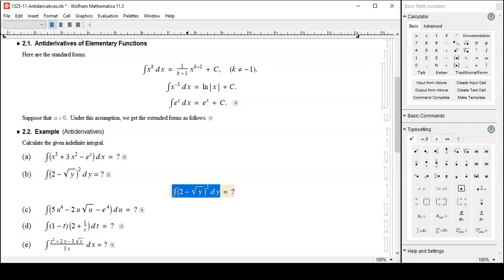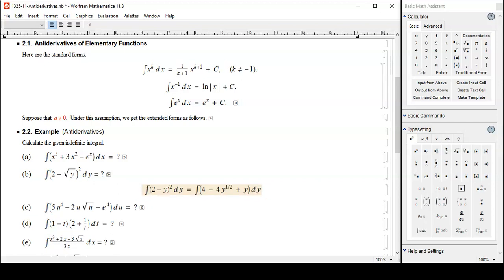Let's simplify this thing. One way to do that is to use the complete square formula. A squared minus 2ab plus b squared. Square root of y squared is just y, and this one, let me rewrite as 1/2 power. And this one is 1/2 power as well.